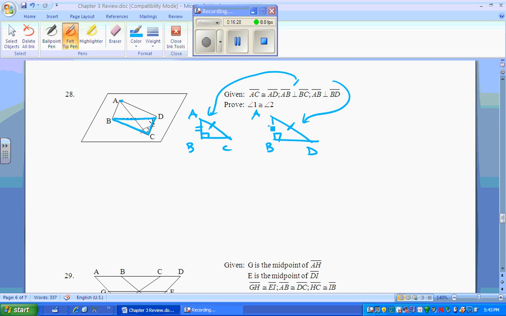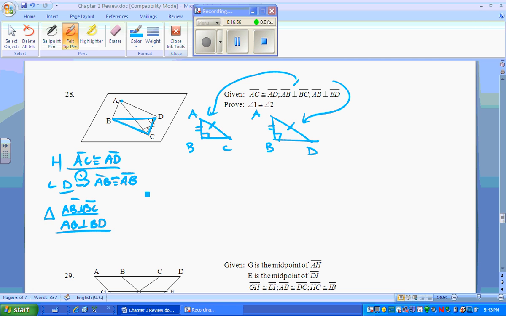And what do they both share? They both share side AB, so we can prove these two triangles congruent by HL. The hypotenuse is AC being congruent to AD. The L is from the diagram, reason 1. AB is congruent to AB. And the right angles come from the perpendicular. This is a right angle. ABC is right, and angles ABD are right.